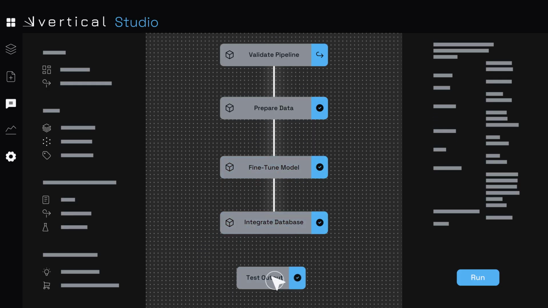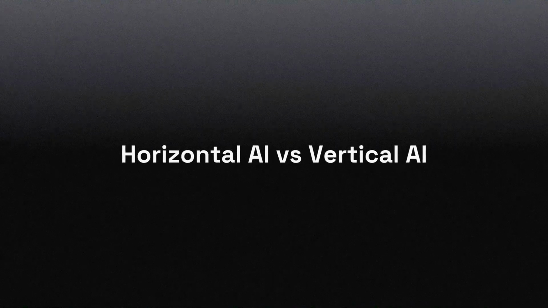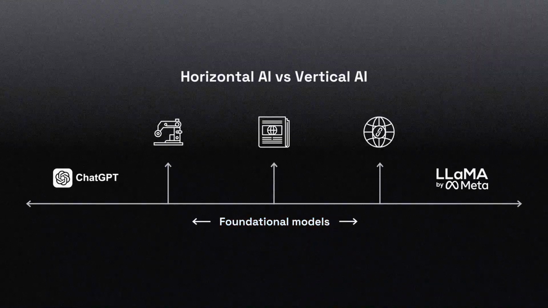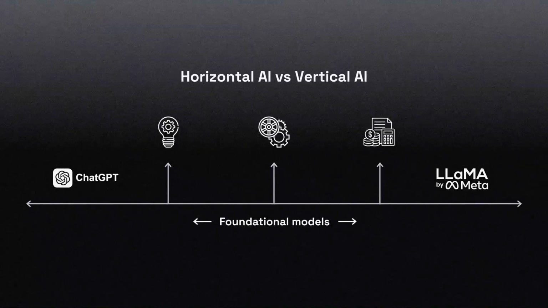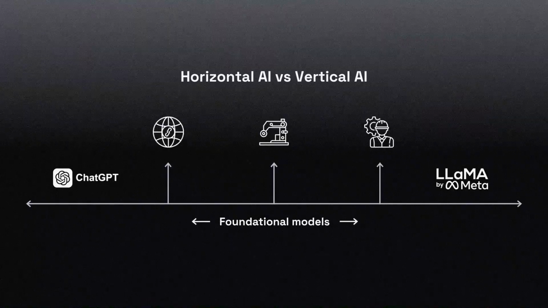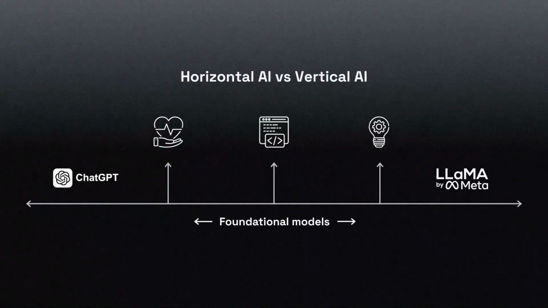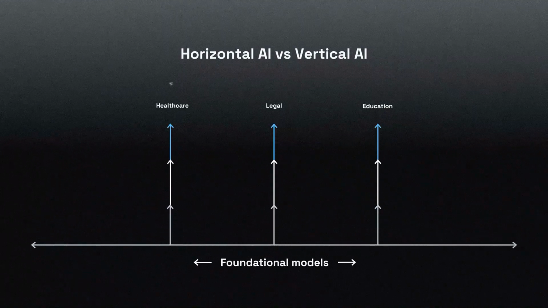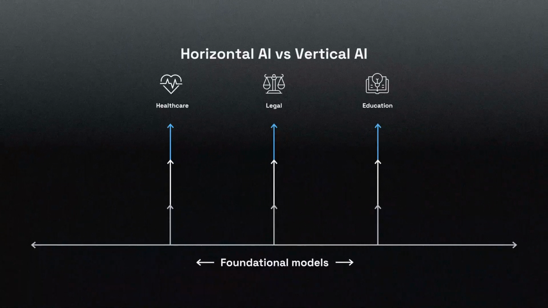Before diving deeper, let's break down the two approaches: horizontal AI versus vertical AI. Some AI, like GPT or Llama, are horizontal models. These models handle a wide range of tasks, making them versatile but not specialized for any specific industry. Vertical models, on the other hand, are fine-tuned specifically for an industry or a task, offering higher accuracy and tailored performance. But what is AI fine-tuning?